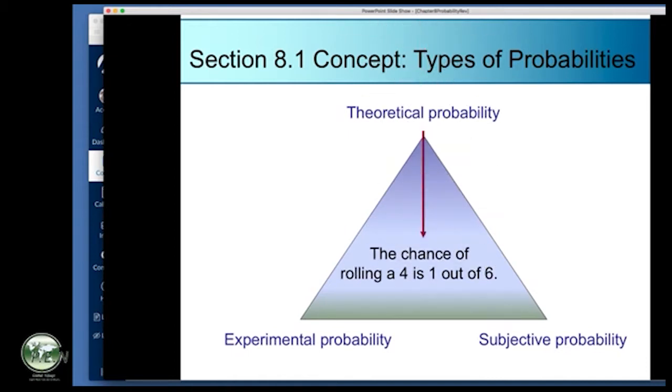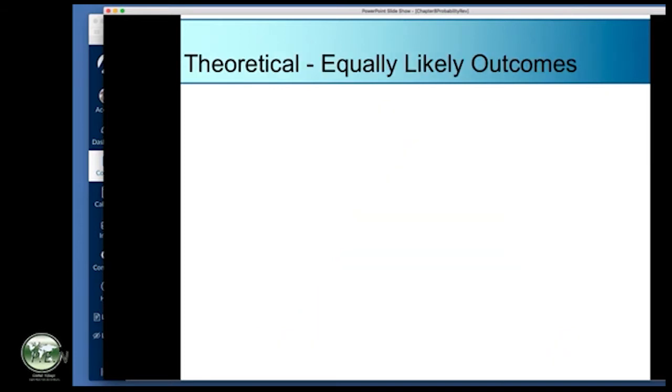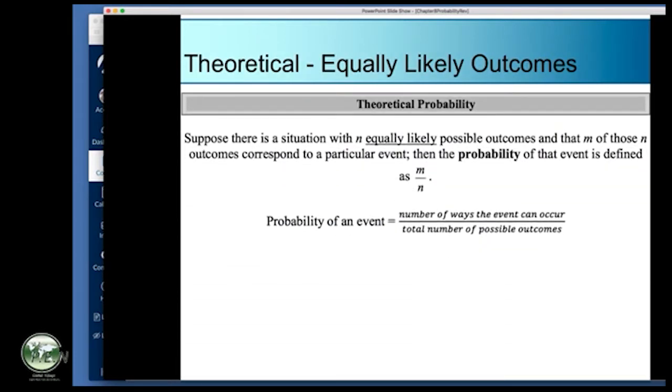Okay, so theoretical probability: we roll a die. The chance of rolling a 4, since there's one 4 out of 6 different numbers, is 1 out of 6, right? 1 divided by 6. That's the theoretical probability. And again, this is directly from the book. It's just what we were talking about: number of good things divided by number of total things. So we just count: this die has how many 4s on it? 1. How many could we roll? 6. 1 out of 6. Okay, so that's theoretical. That's what we've been talking about.